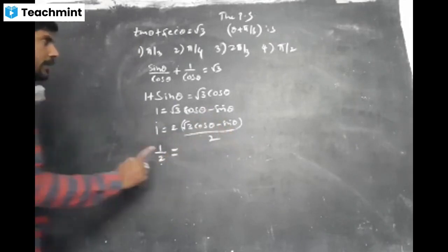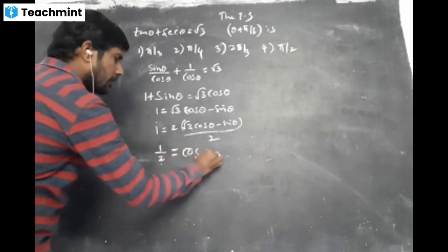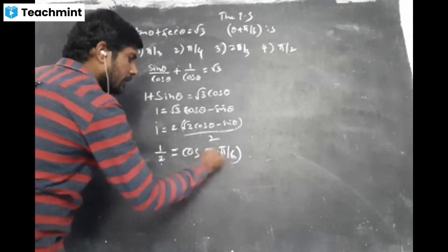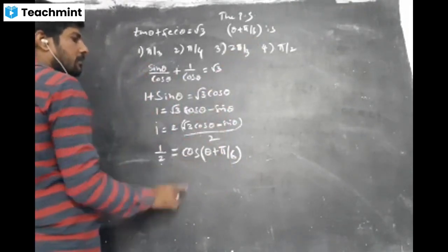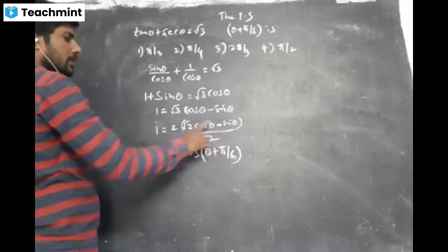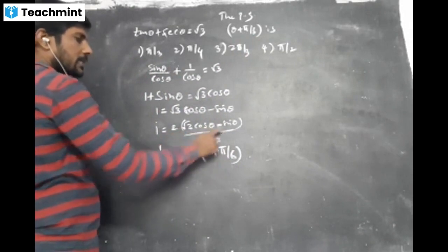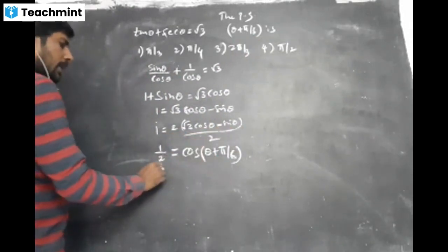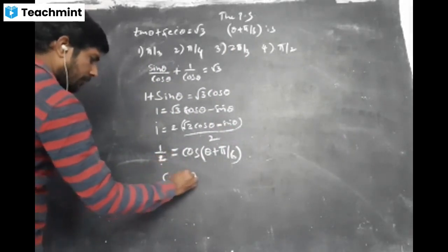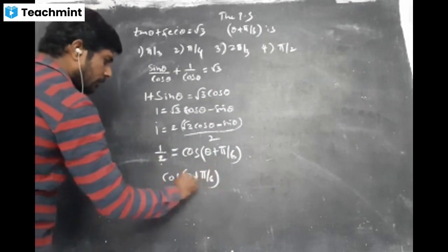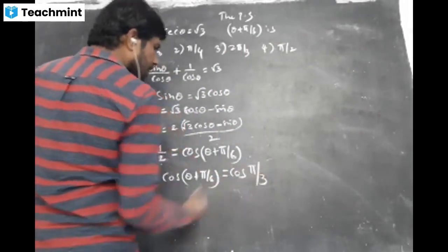We can write this as cos of theta plus pi by 6. Why? Because we want plus, and here our question is minus. So in that case the cos formula is minus: cos of a plus b is cos a cos b minus sin a sin b. So cos of theta plus pi by 6 is equal to 1 by 2, which is cos 60 degrees, that is pi by 3.